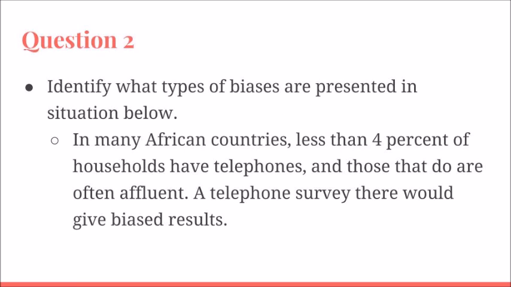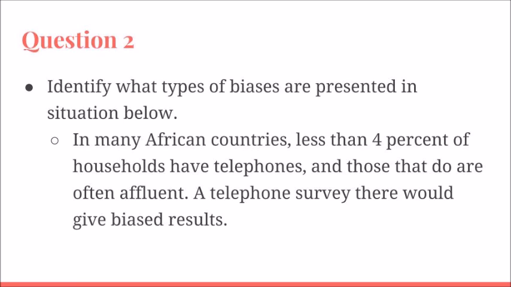Question 2. Identify what types of biases are present in the situation below. Try to find at least 2 biases. In many African countries, less than 4% of households have telephones, and those that do are often affluent. A telephone survey there would give biased results. So take about 30 seconds to answer. You can pause the video if you want.